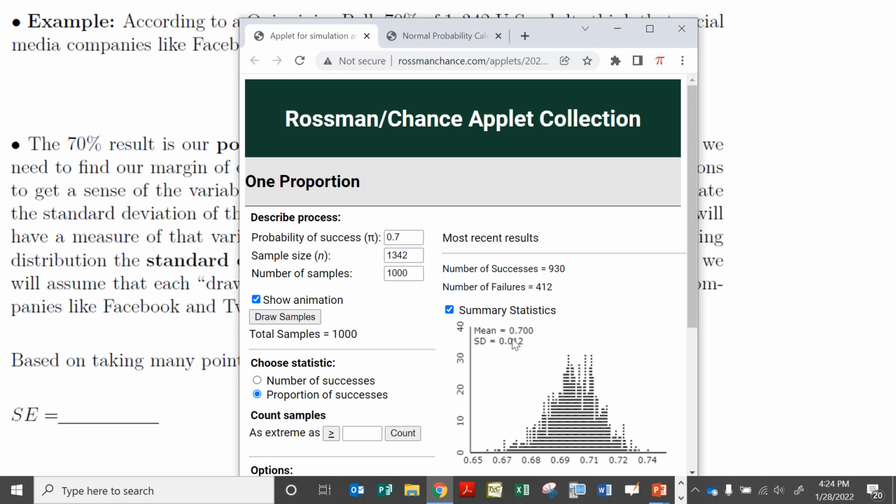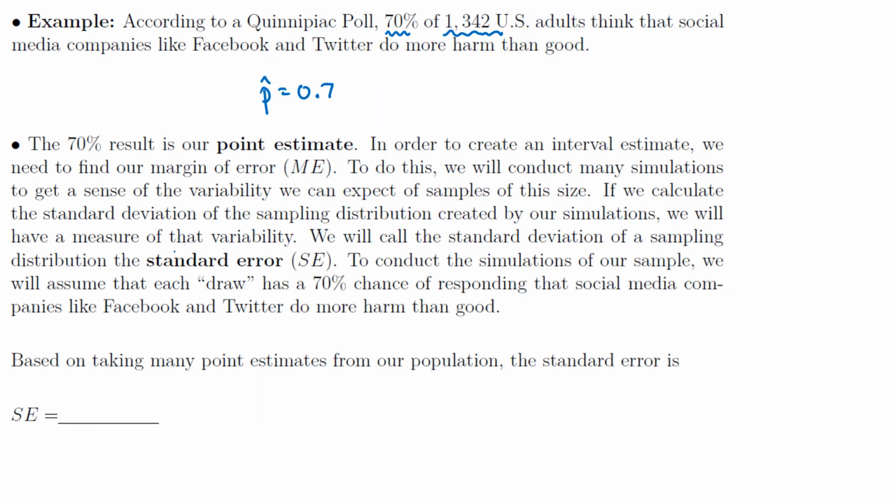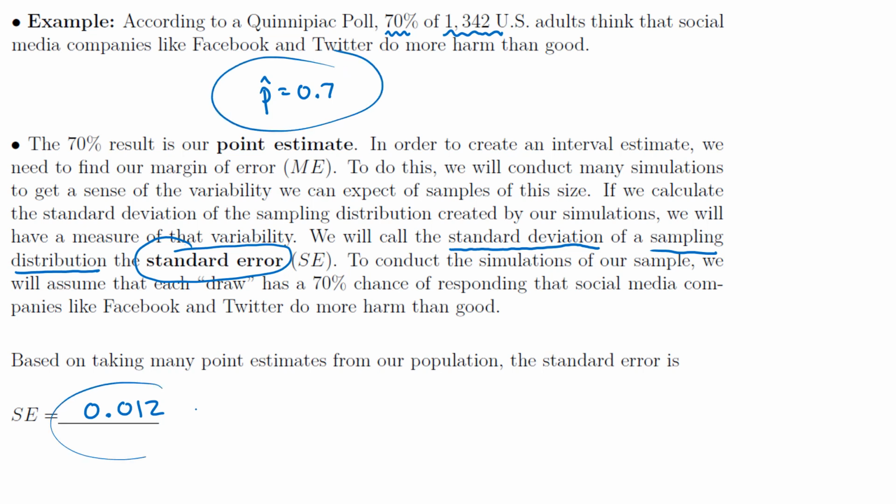So whenever we're talking about the standard deviation of a sampling distribution, we give that a special name. We call it the standard error. Okay, but just understand that it is just simply the standard deviation, the same standard deviation we studied in chapter 1, of a sampling distribution. Okay, so we just found that we get a standard error of 0.012 in this scenario. So we've got our point estimate, we've got our standard error. Okay, now what do we do with this information?